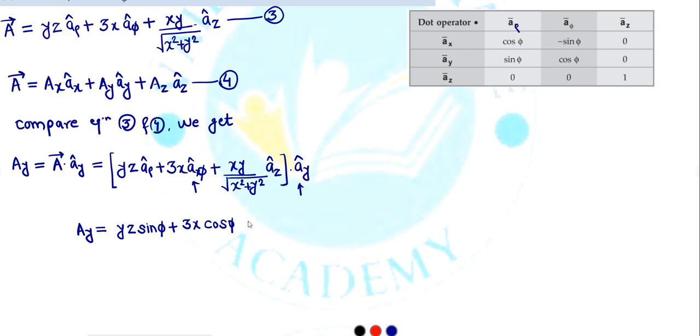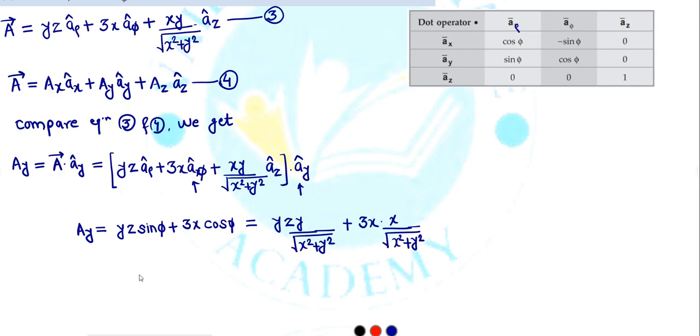So from this we will get that ay. So this yz is as it is, sine phi. So sine phi we have that to be y upon square root of x square plus y square. Okay, then next this 3x, so this 3x will be as it is, and what is that cos phi value? So we have that cos phi is equals to what? x upon square root of x square plus y square.